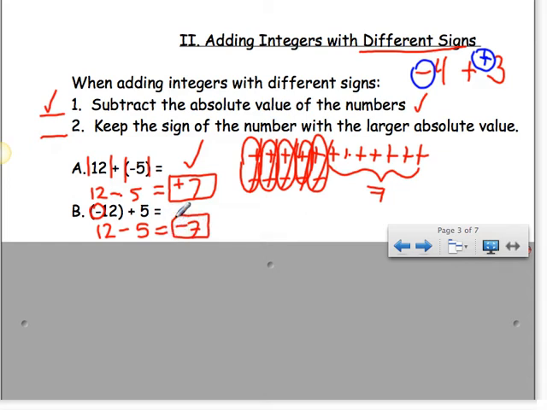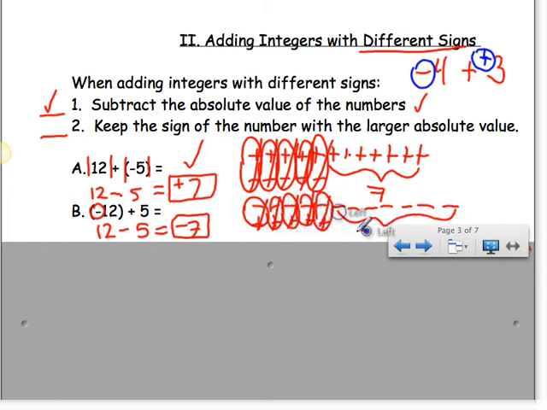And if you're thinking about it again with chips, you'd have, again, 12 and 5, but this time you'd have 12 negatives and 5 positives. Several of these would cancel out, and you'd be left with 7 negatives. So another way to show the same answer.